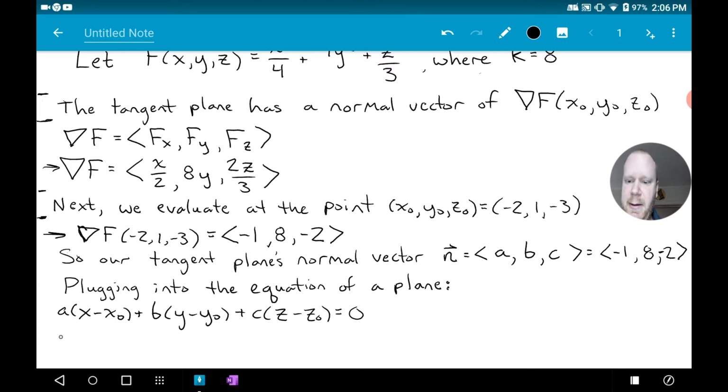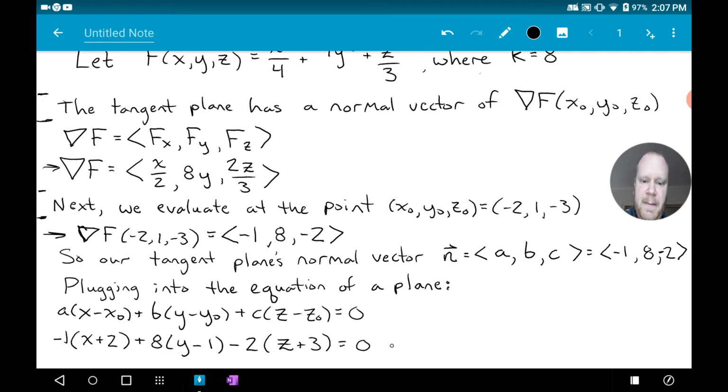We have our x naught, y naught, z naught, and we have our normal vector. So that's going to look like, let's see, -1 times x minus -2, so x plus 2, plus b, which is 8, times y minus 1, minus 2 times z minus -3, so plus 3, is equal to 0.